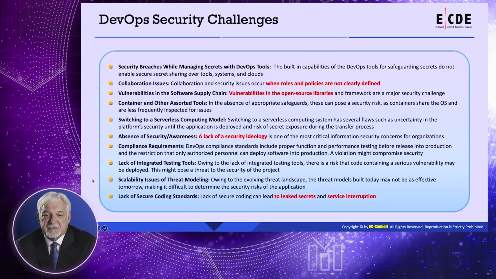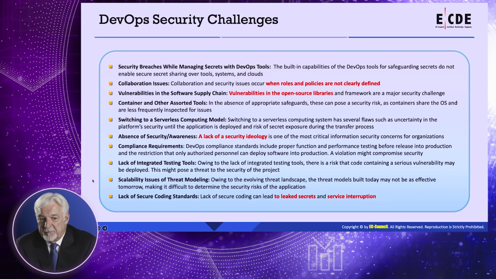There's a lack of integrated testing tools. Owing to the lack of integrated security testing tools, there's a risk that code containing a serious vulnerability could be deployed. This could pose a threat to the security of the overall project, certainly while it's up in a production environment. Scalability issues when it comes to threat modeling. Owing to the evolving threat landscape, the threat models built today probably aren't as effective tomorrow, making it difficult to determine the security risks with applications and environments. It's a constantly changing threat landscape that we face.